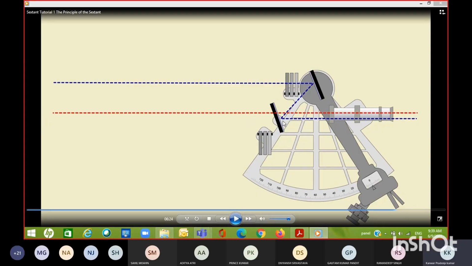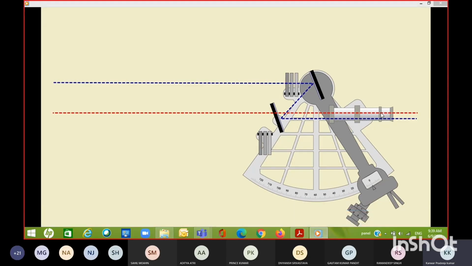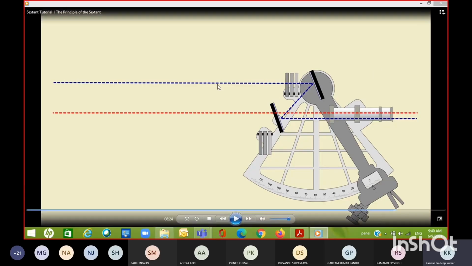And half of it is reflected, the mirror, and the horizon will be seen reflected. So when we are doing the errors, both the horizons should be in one line. Now when this blue one is pointing up, when you move the index arm, the index mirror will point upward and reflect the heavenly body. And then how we bring it onto the horizon, how to do it, all those things we will see now.